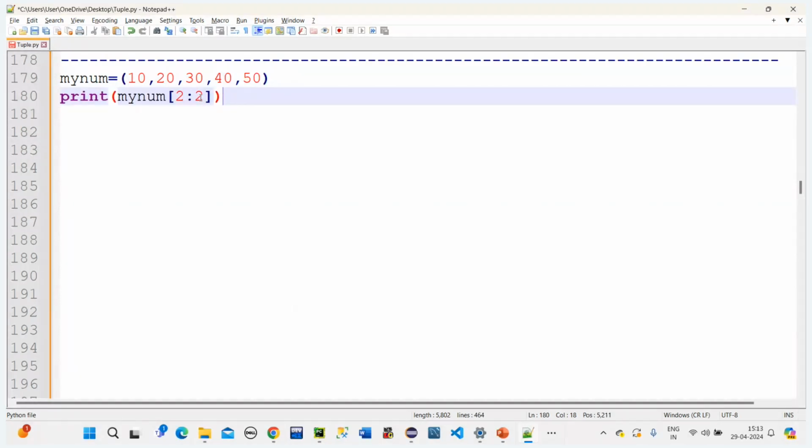So now I need to include what? 3 things. So let me include the 3 things: 1 colon 4 colon 0. Can you give me what is the output for this? Can you try it?